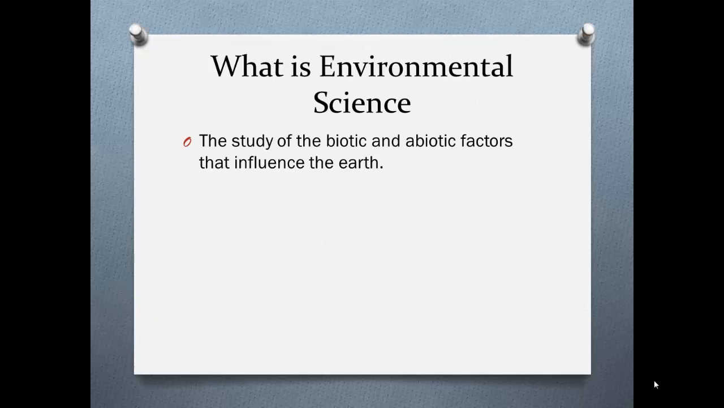So, environmental science is the study of biotic and abiotic factors that influence the earth. Biotic means that it is of living things. So biotic means anything that has life. And then abiotic is anything without. So basically, environmental science is how the relationships between living and non-living things help with the earth or hinder the earth.